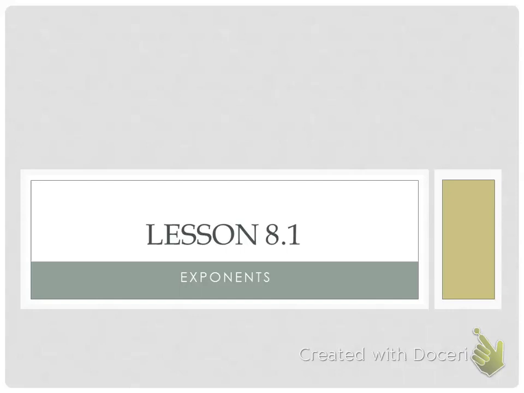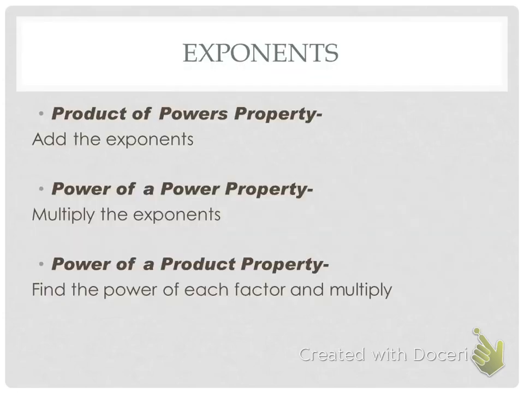All right, Chapter 8. What we're going to learn in the first lesson, 8.1, is how to simplify a problem that has exponents. Okay? So, first of all, before we do that, there's three types of properties that we're going to use today. And the reason why I give you this information is so that when you see these words in your book, like when it pertains to homework, you know what they're talking about.